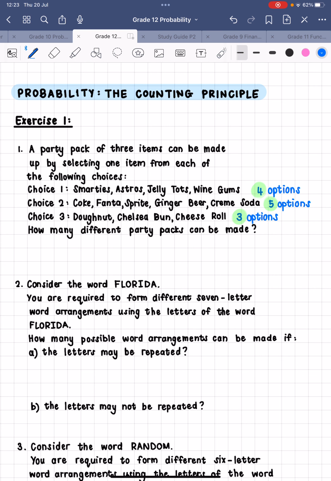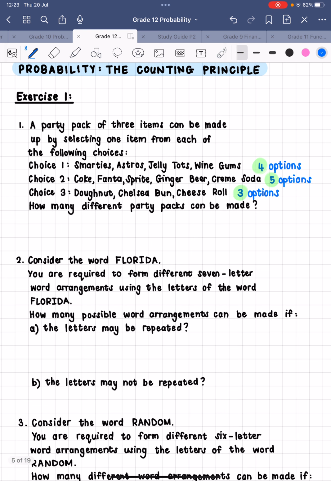All right, so we are going to, let's write down here, number of party packs is going to be 4 times 5 times 3. 4 times 5 is 20, times 3 is 60. So there are 60 different party packs that you can make. That is what the counting principle says.